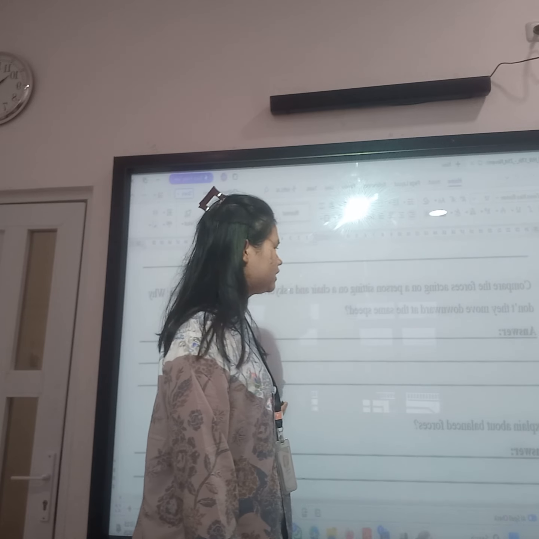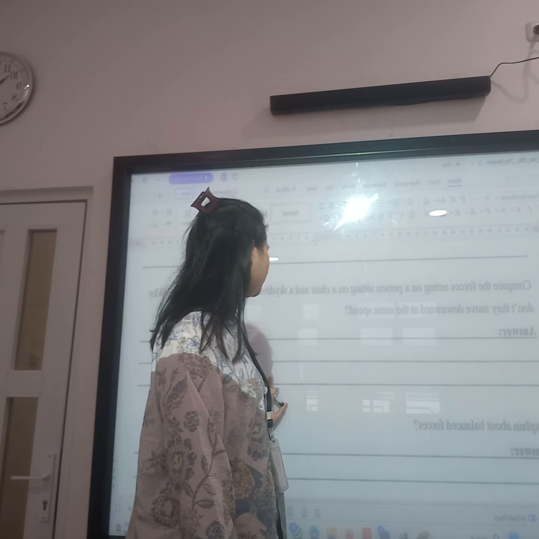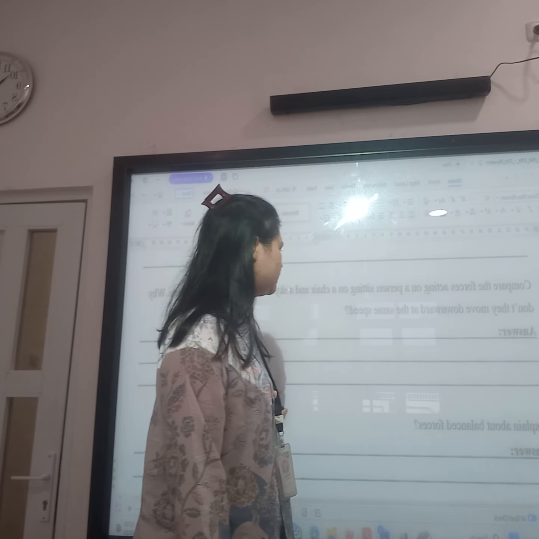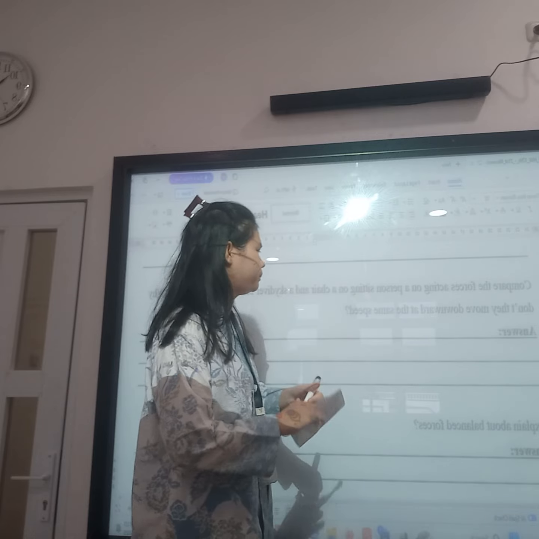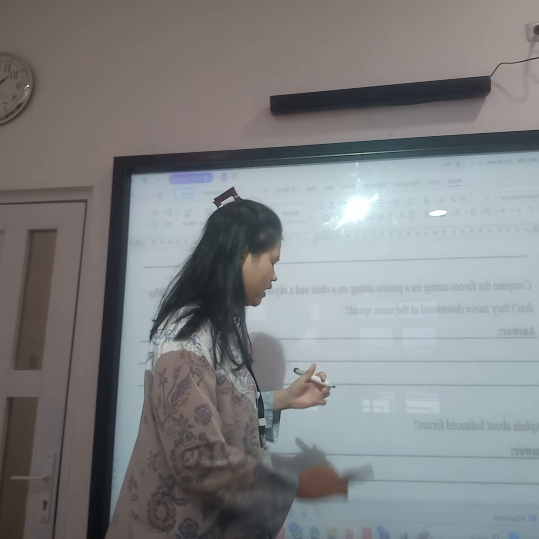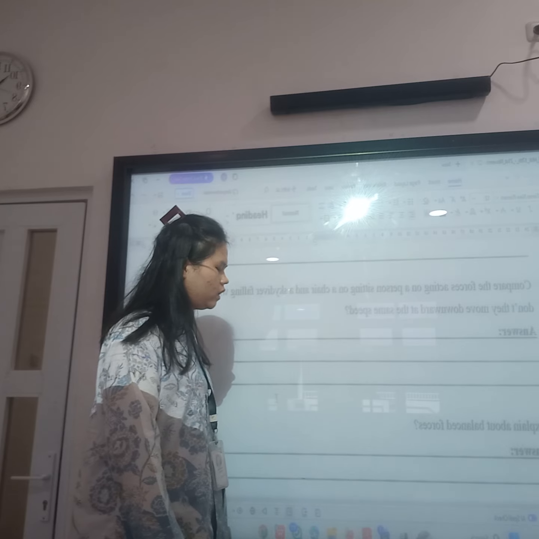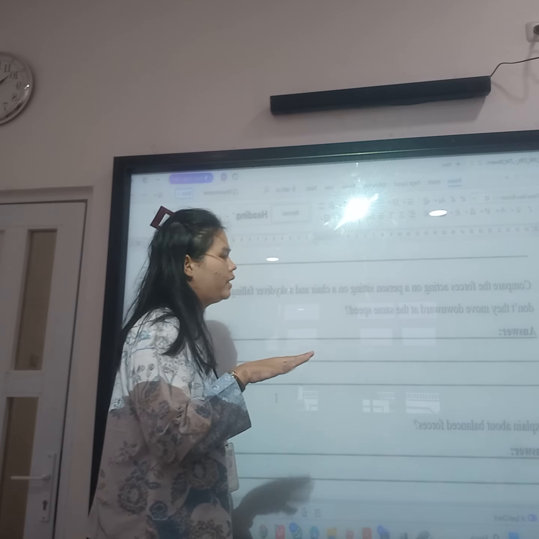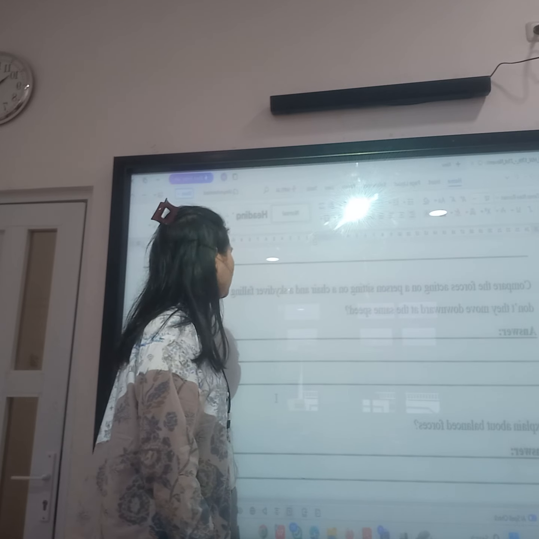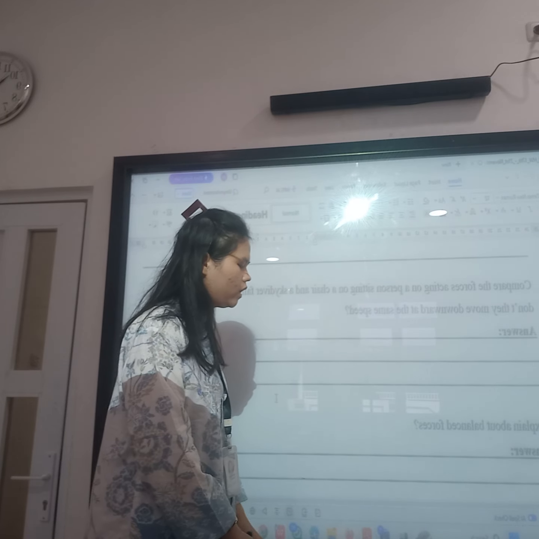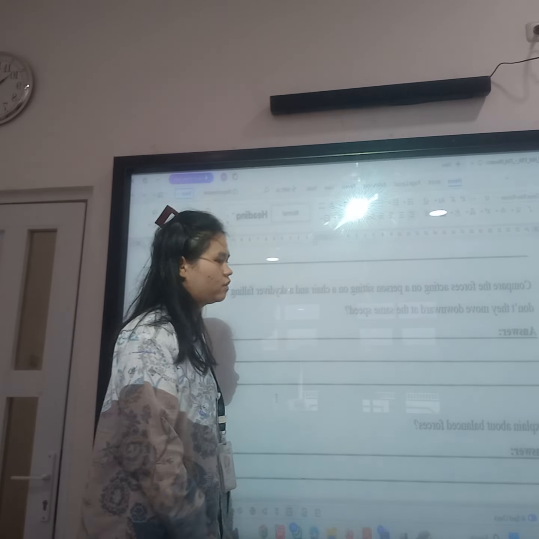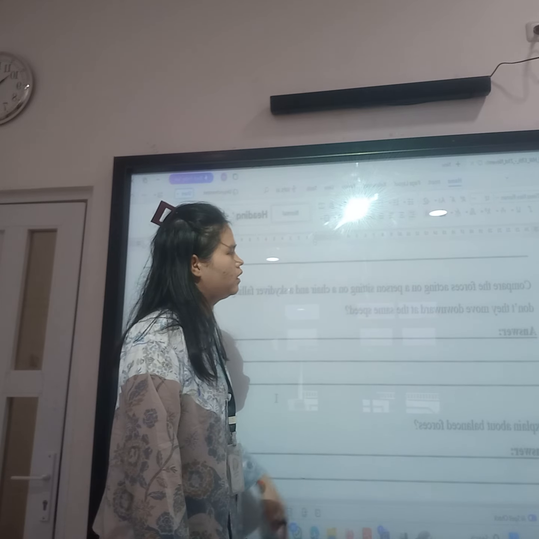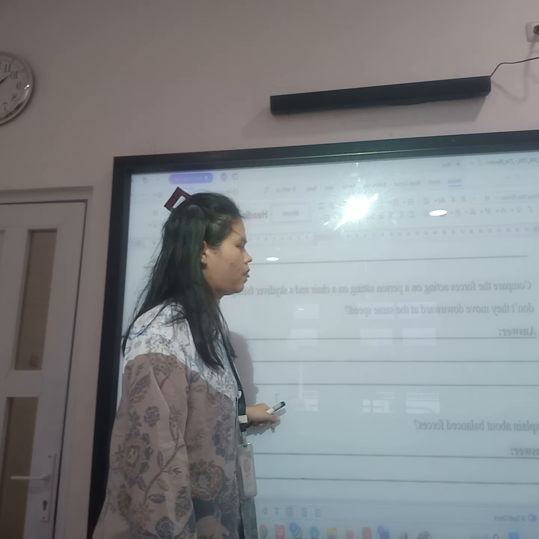Compare the forces acting on a person sitting on a chair and a skydiver falling with a parachute. Why don't they move downward at the same speed? The person sitting on a chair only has gravity, but there is an object that holds the body. But with the parachute, because of the air resistance, the forces are not balanced or not equal, so they have a different speed.